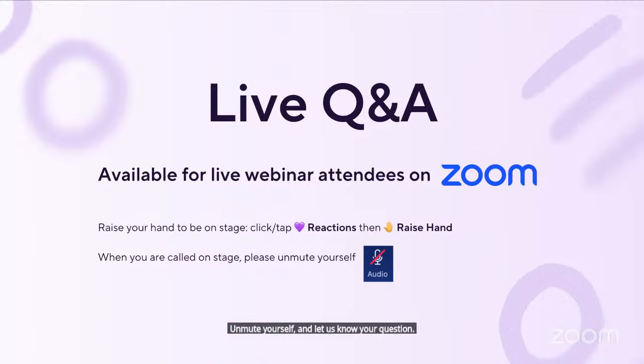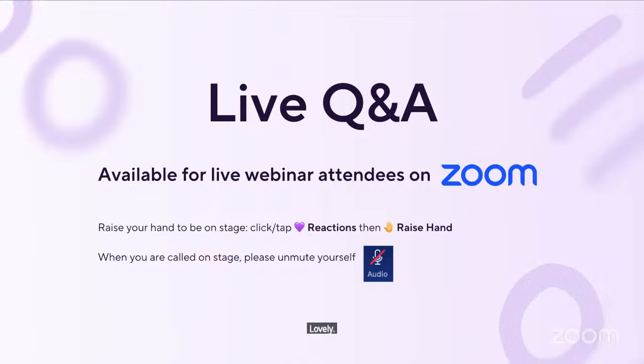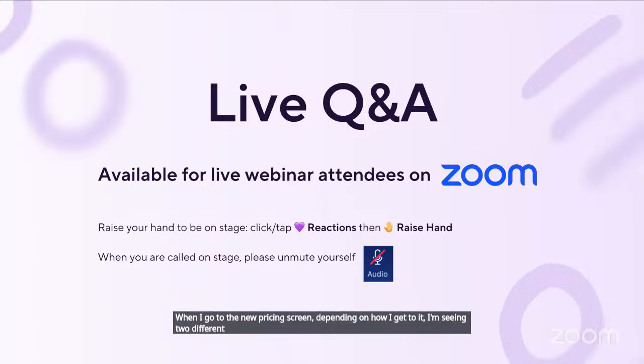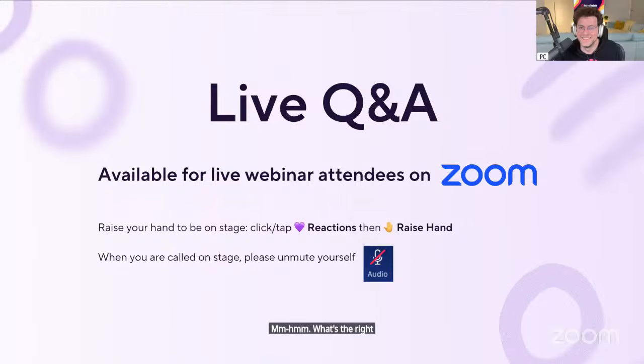Hi, I'm in the UK, as you can probably tell from my accent. But I'm working with a lady who lives in Texas. And I've been monitoring what's going on all day, and I've got a real muddle going on within Hospitable. When I go to the new pricing screen, depending on how I get to it, I'm seeing two different cleaning prices. What's the right one? I haven't a clue.